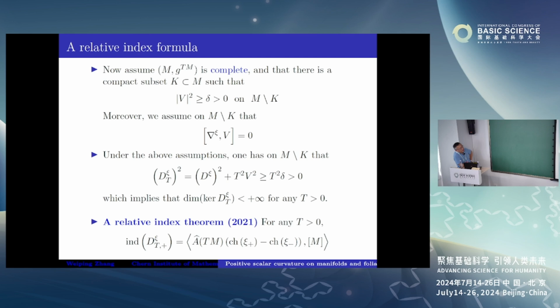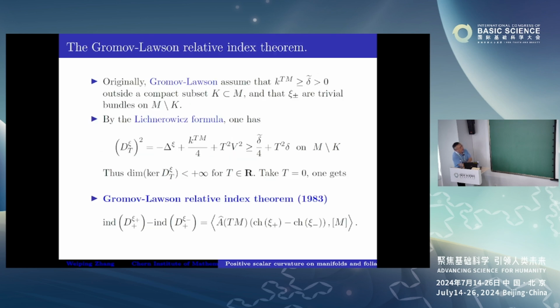So on the right-hand side, the integration is on a compact subset, so it is meaningful. The name of this relative index theorem is inspired by the original relative index theorem of Gromov and Lawson. Originally, Gromov and Lawson assume that the scalar curvature has a uniform positive lower bound outside the compact subset, and psi plus or minus are both trivial bundles.